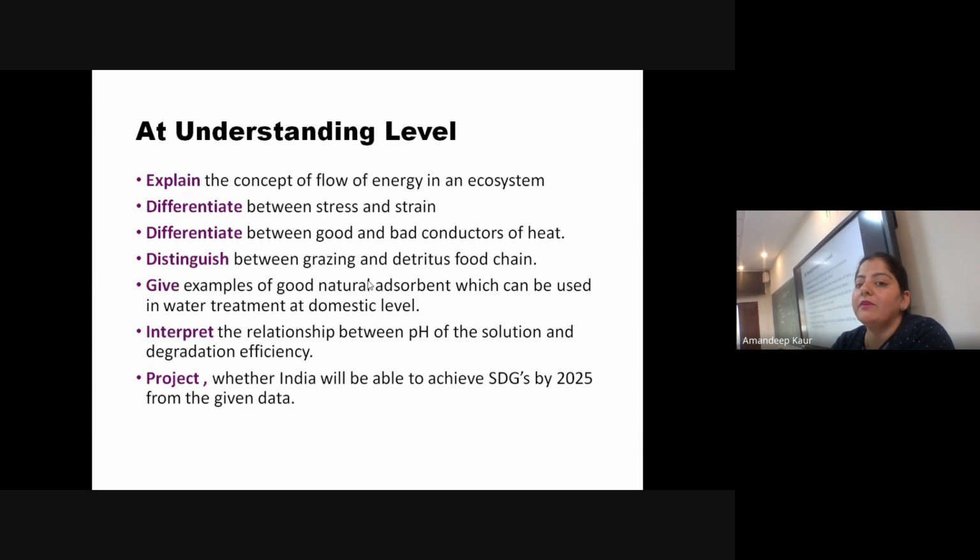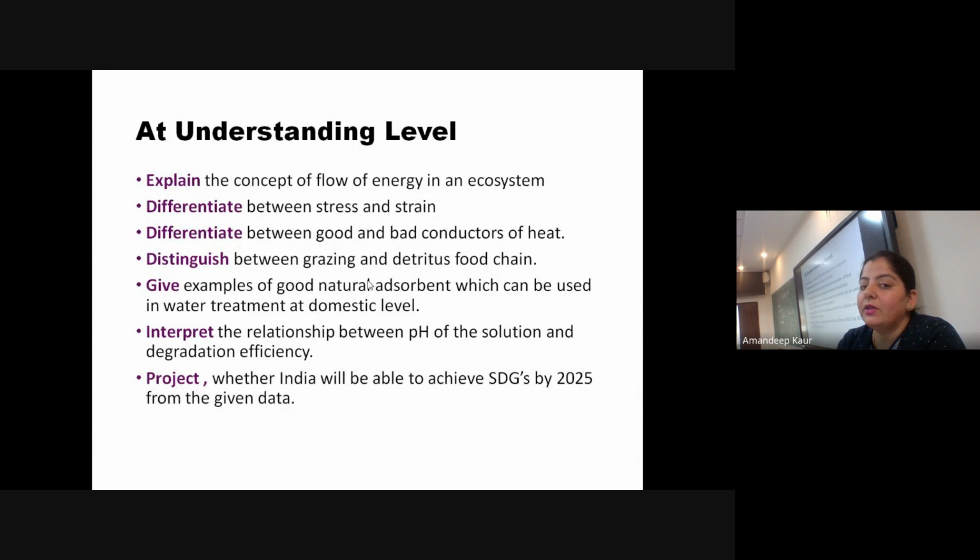Project whether India will be able to achieve sustainable development goal by 2025 from the given data. So data is already given, interpretation of data is given, the student just has to project. That is why we put it in understanding. If project was not there, I would be using a different action verb for this.